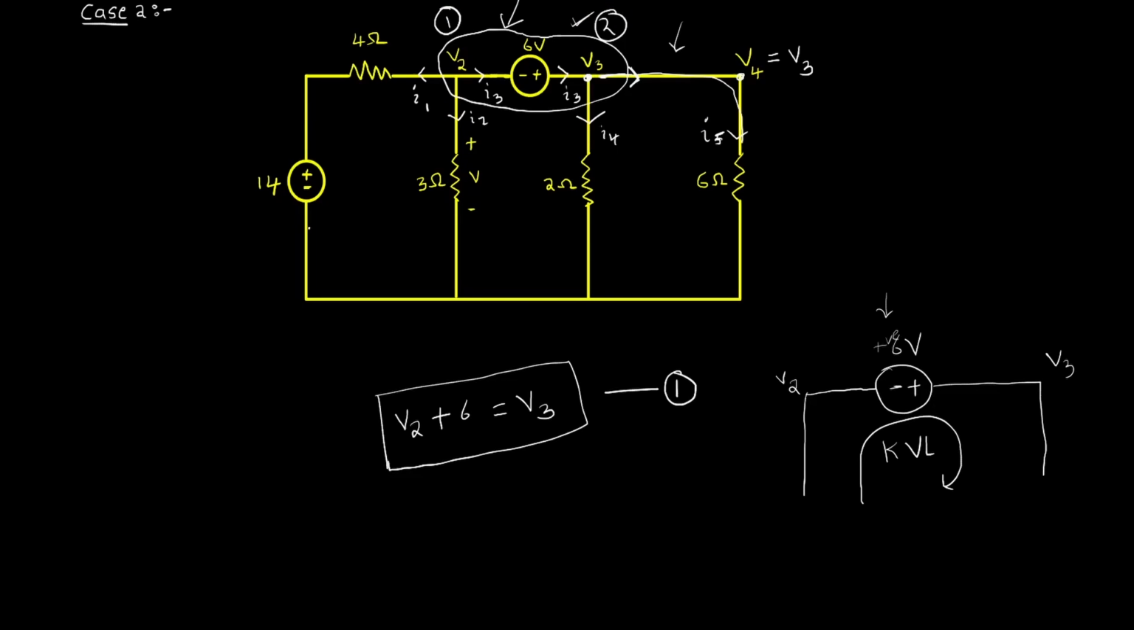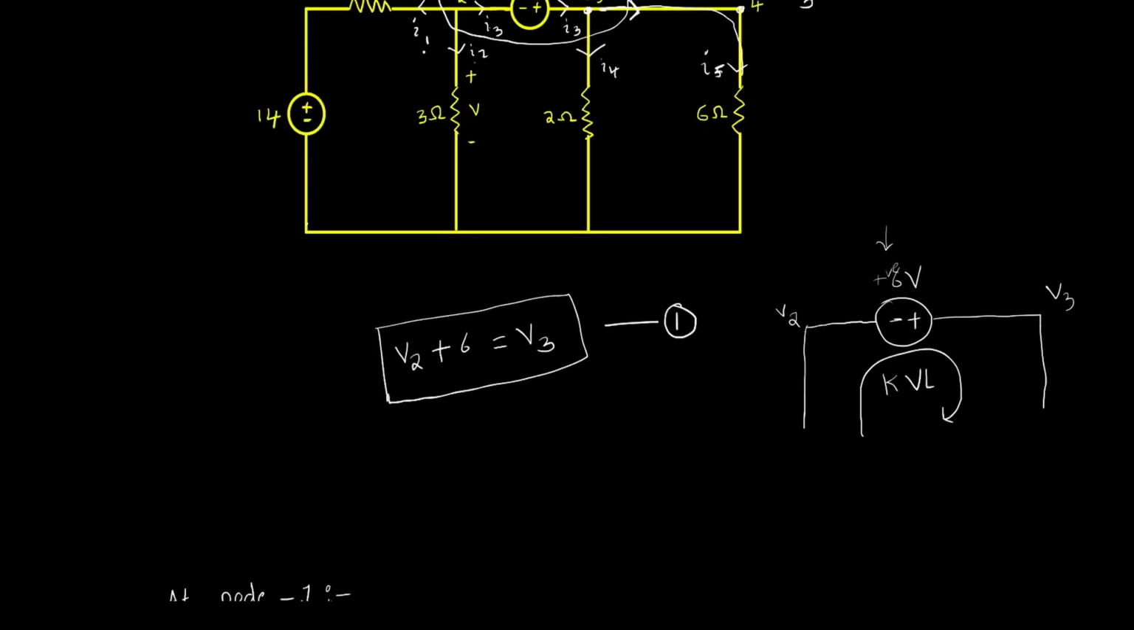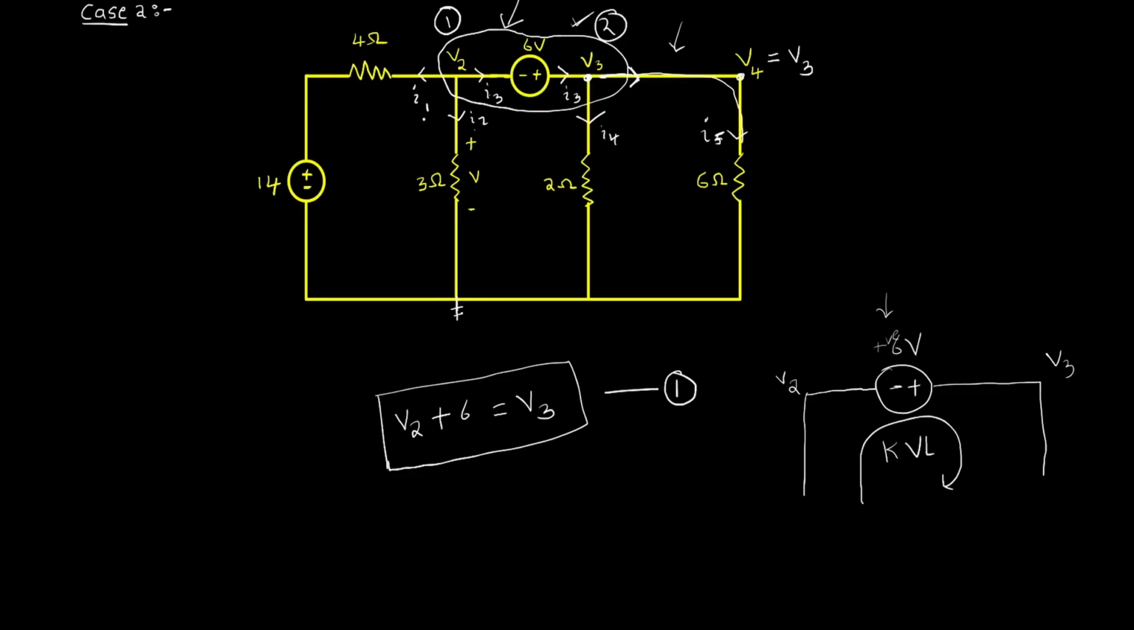At node 1, we know the KCL rule that the sum of the currents entering or exiting the junction should be 0. So here we have currents I1, I2 and I3. Let us add them and equate them to 0. So I1 plus I2 plus I3 equals 0. Before that we need to consider one of these nodes as a reference node. So let us consider this as the reference node, due to which the potential here will be 0, the potential here will be 0, and the potential here will be 0 too.